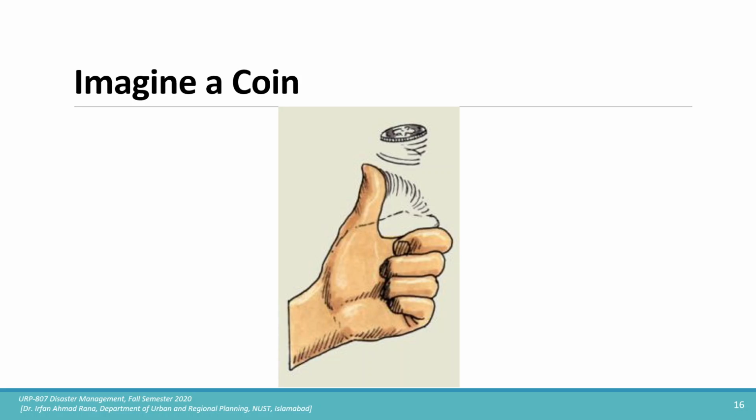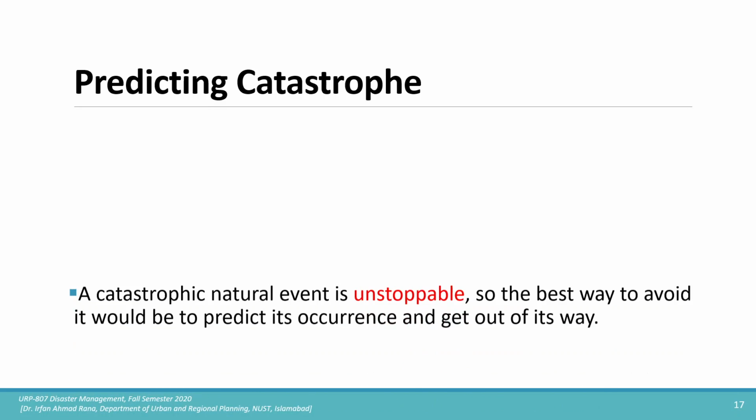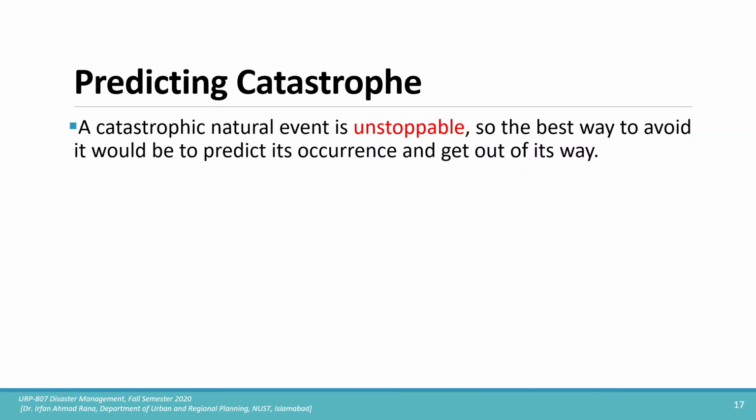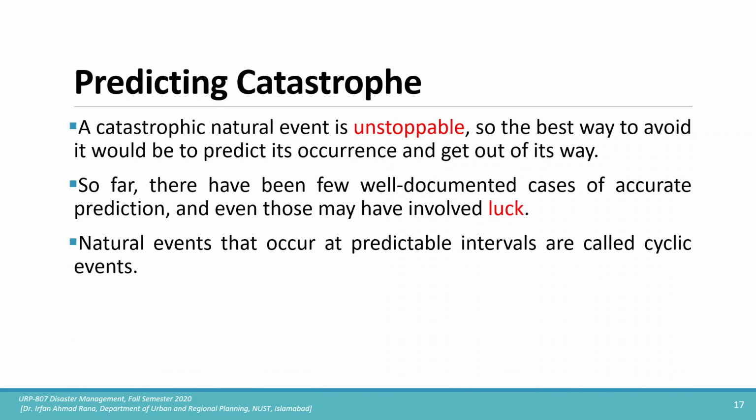So this is just like in disasters. We are going to be predicting disasters, predicting hazards. We know that hazards or disasters are unstoppable if they are of huge magnitude, so the best way is to get out of its way. But we need accurate measurements to assess when the next disaster or hazard will occur. And those events that occur at predictable intervals are called cyclic events or recurring events.